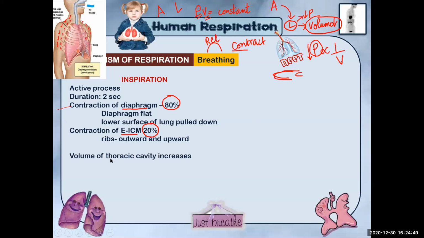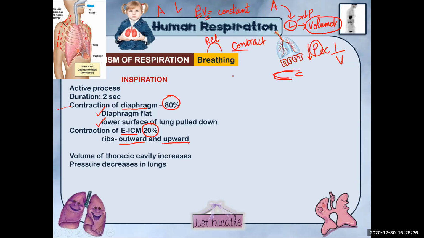Okay, so when the contraction of diaphragm and contraction of external intercostal muscles take place, the volume of thoracic cavity increases. Diaphragm becomes flat, lower surface of the lung is pulled down, the ribs are pulled outward and upward. Because of this, the volume of the thoracic cavity increases, and pressure in the lung decreases.